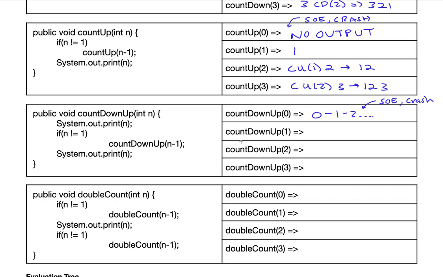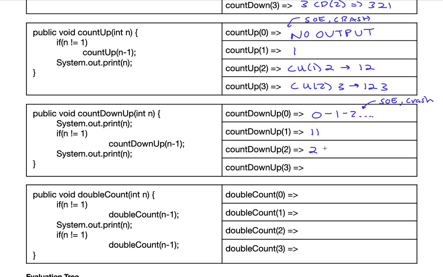Now, the more interesting cases is if we put in 1. If we do count down up of 1, it's going to print 1. It's not true that 1's not equal to 1, so it does not do the recursion, and then it prints 1 again.